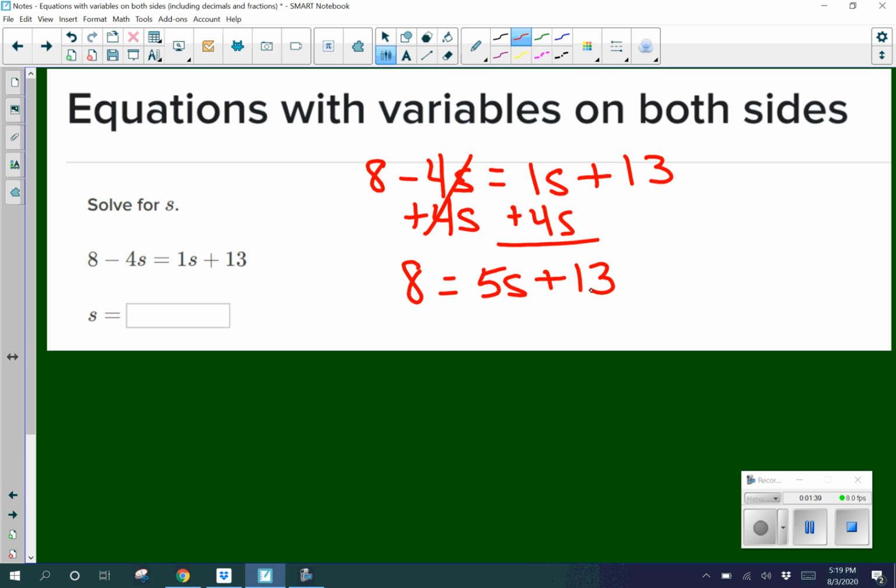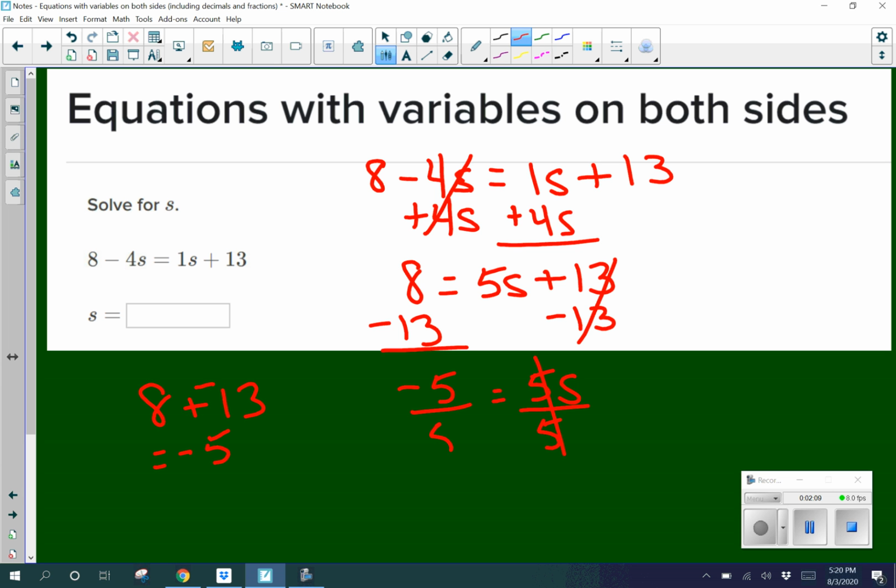So now I basically just have a two-step equation. So now we're going to go ahead and solve it like a two-step equation. First, we want to eliminate our constant. Since it's plus 13, we're going to subtract 13. Don't forget this is 8 minus 13, which, keep change, is going to leave me with a negative 5. So that leaves me with negative 5 equals 5s. And then to get s by itself, we're simply just dividing through by 5 to get rid of our coefficient, which means that my solution is negative 1.